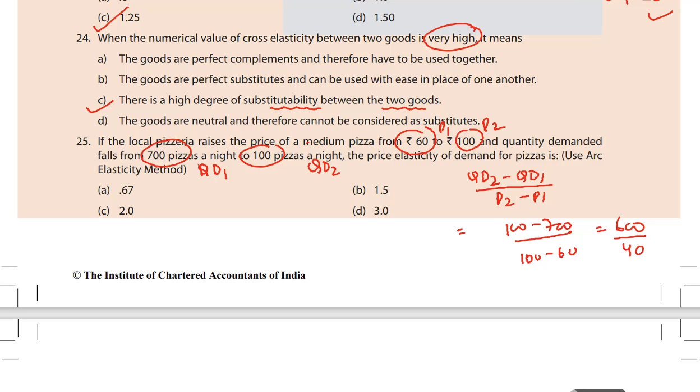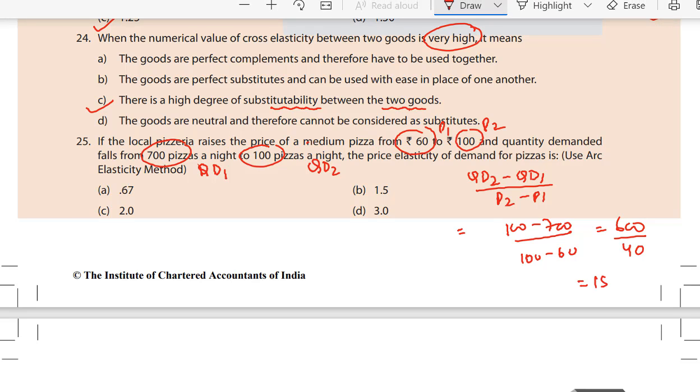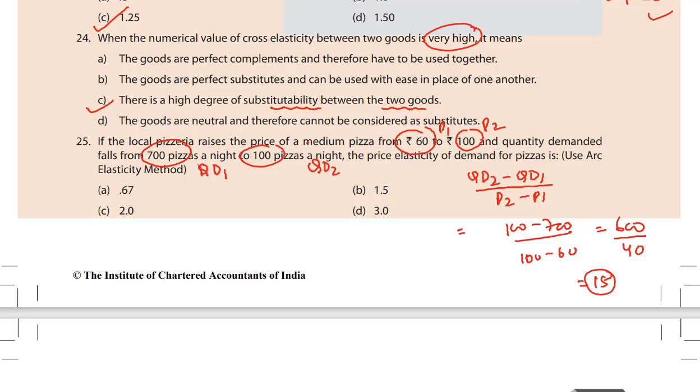Students, over here the data is faulty because as per the formula it is coming 15, but the option is not there, so it is faulty. Let's leave it and move ahead.